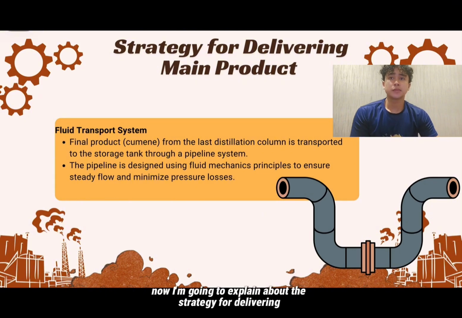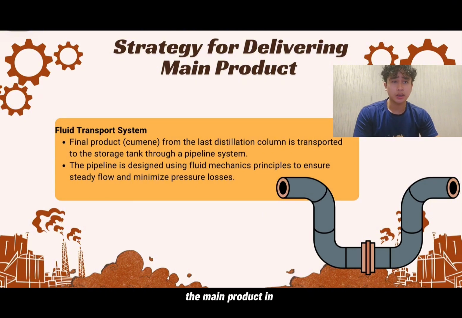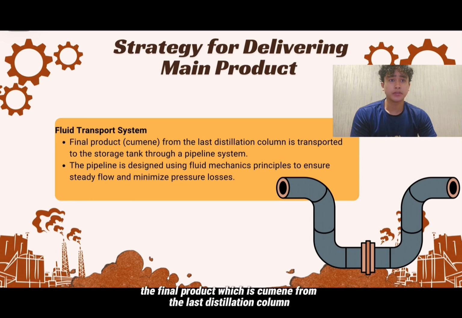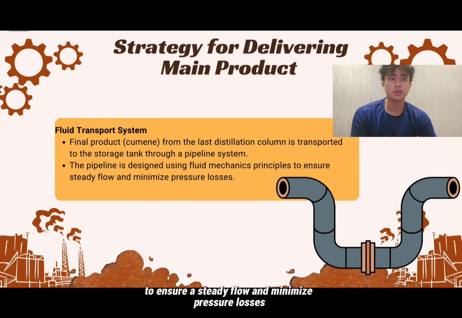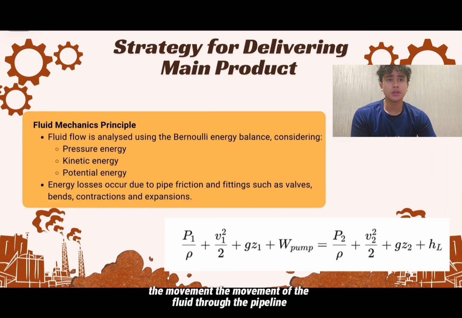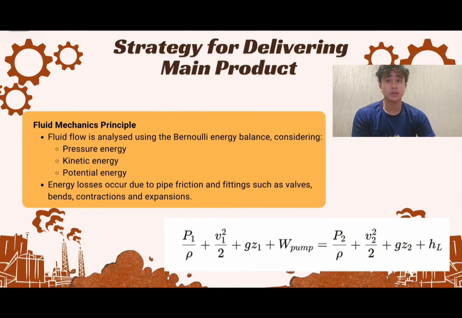Okay, now I'm gonna explain the strategy for delivering the main product. For the fluid transport system, the final product, which is cumin, from the last distillation column is transported to the storage tank through a pipeline system. The pipeline is designed using fluid mechanics principles to ensure steady flow and minimize pressure losses. The movement of the fluid through the pipeline can be analyzed using the Bernoulli energy balance.